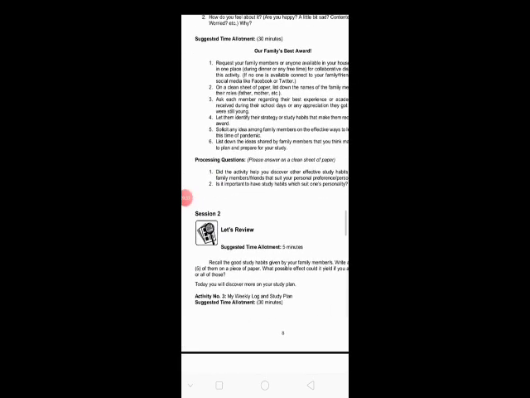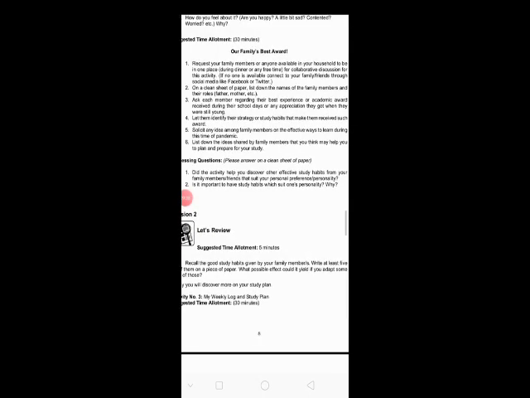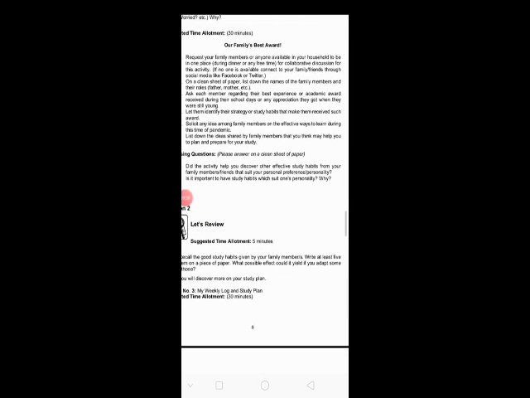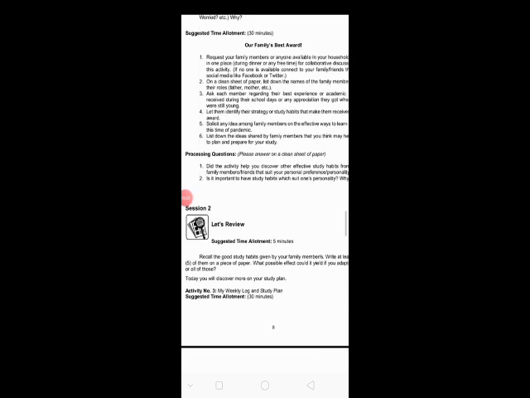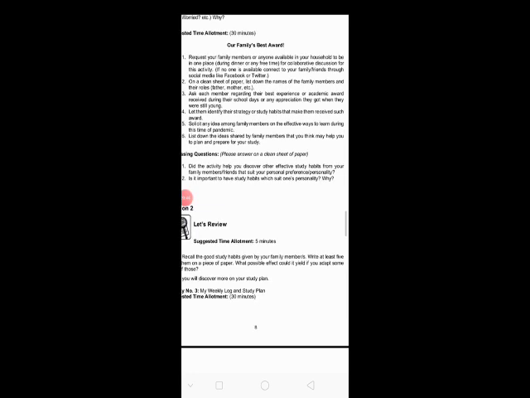Okay. So another processing questions. Did the activity help you discover other effective study habits from your family members, friends that suit your personal preference or personality? So are there additional study habits coming from your family members based on their ideas or their thoughts that they have shared? So, nadagdagan daw ba yung mga previous study habits na meron ka?